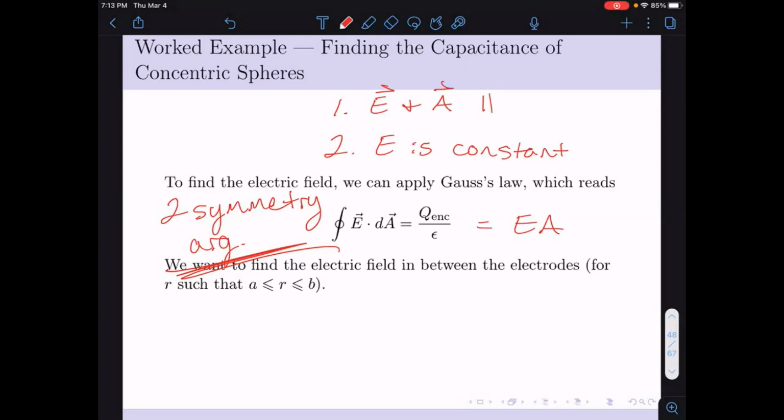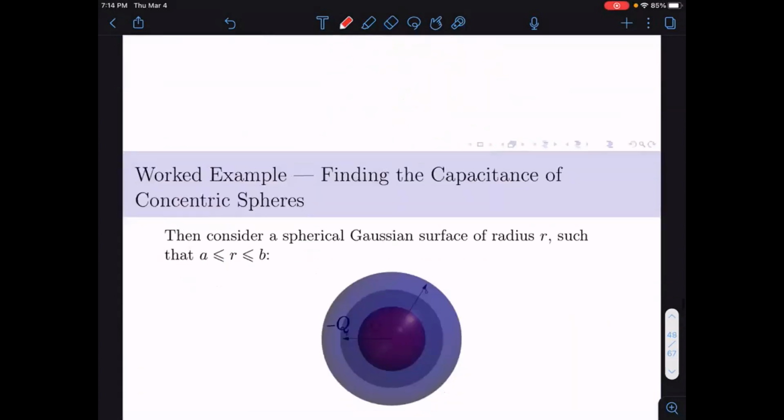The same explanations work. E times A, that's how we simplify the integral of E dot dA. I will make that assumption here first, just tossing it out there. So now we've got EA equals Q over epsilon naught. Moving on a little bit here.